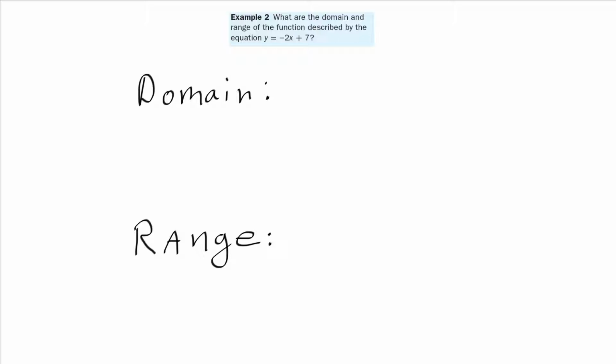Okay, next example, example 2. We're asked to find what are the domain and range of the function described by the equation y equals negative 2x plus 7. Well, the domain, let's ask ourselves, are there any numbers that x can't be? The answer to that is, well, no, any real number is going to work. It can be negative, it could be positive, it can be zero. So our domain is all real numbers.